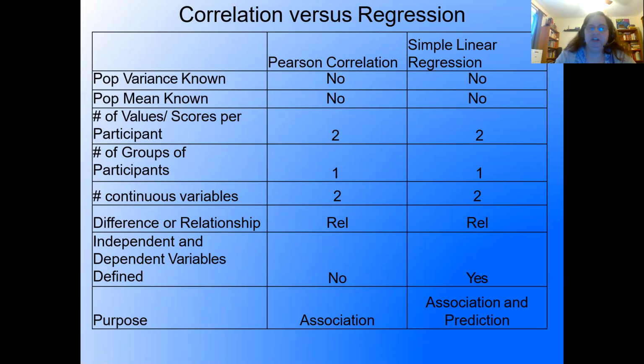So let me give you the trick. If it just says that something is associated with something else or something is related to something else, it's correlation. If it says this thing predicts something else or is predicting or predicted, some form of predict, then it's simple linear regression. So bottom line, you are looking for some form of the word predict. If you see it, it's simple linear regression. If we're just talking about association or relation, it's Pearson correlation. Okay.